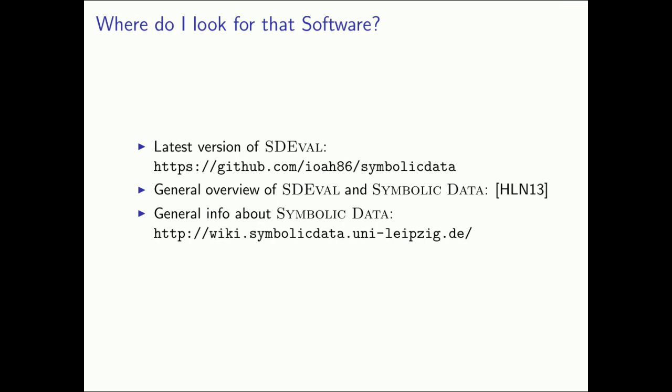The normal question is, of course, where do I get this? The latest version of SDEval can be downloaded from my GitHub account, which you can also find on my website, and I will put it in the comment section below. There is a general Symbolic Data repository there, but it only gets pull requests over time. So the latest version can usually be found only on my GitHub account.